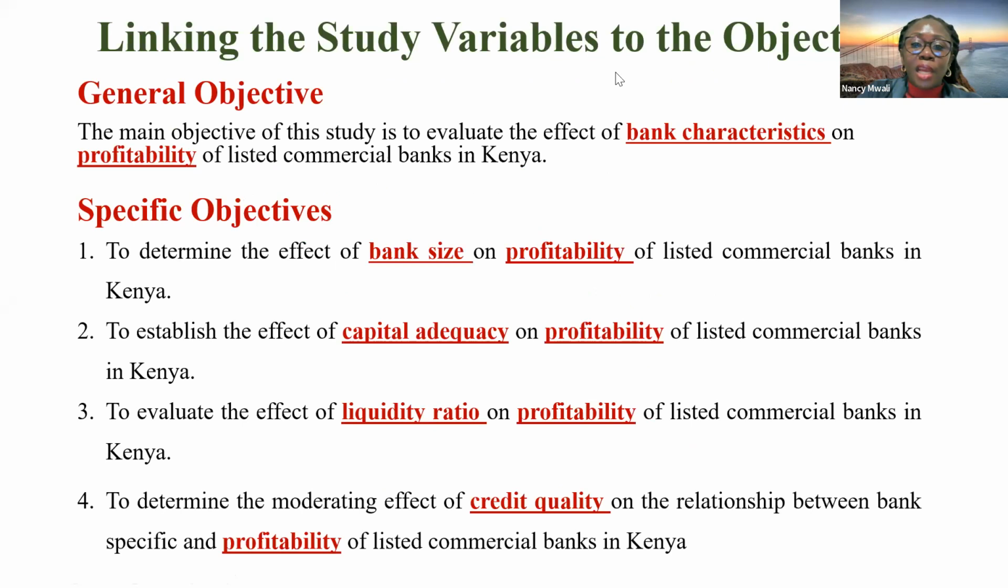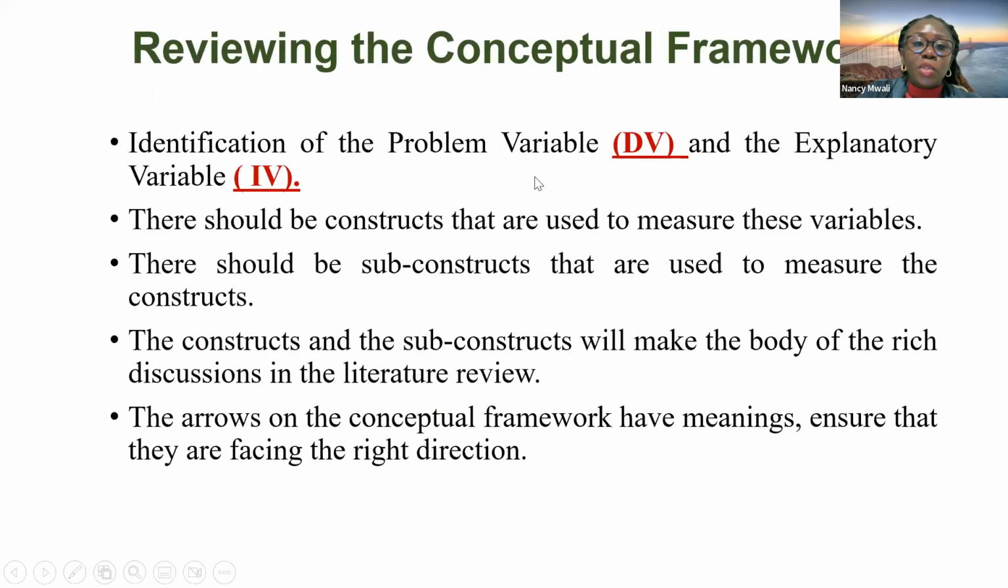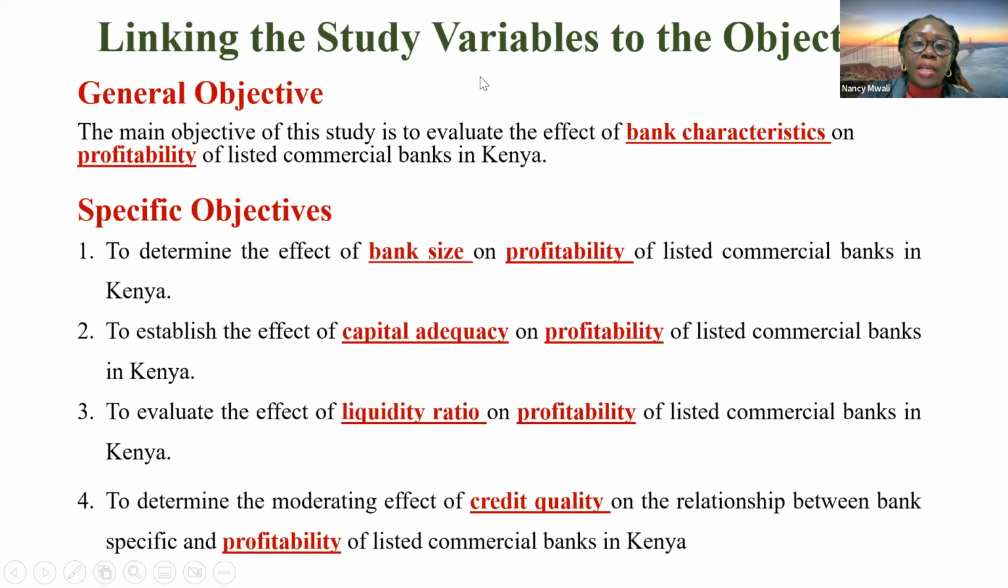Then the other important thing would be to link our study variables to the objectives. This would be very useful. Remember, I talked about how we formulate our study objectives once you've identified your variables. The general objective in our example would be: the main objective of this study is to evaluate the effect of bank characteristics on profitability of listed commercial banks in Kenya.